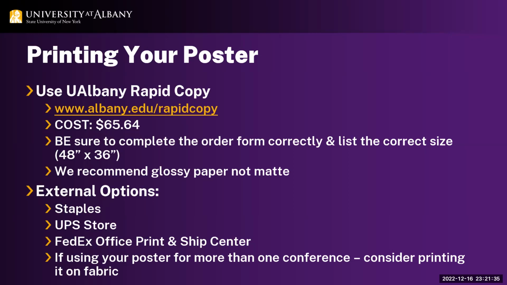If you're utilizing Rapid Copy, the cost is $65.64 for a student to print. This cost may increase due to inflation in the spring semester. Make sure you use the correct order form and list the appropriate size that you have used for your poster. We do recommend students use the glossy paper versus matte, but again, that's your choice. I believe matte is a slightly reduced cost of about $2, so it would only be about $63 to print the poster in a matte format.